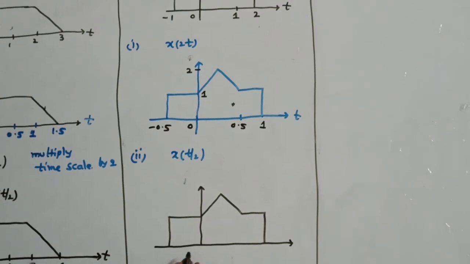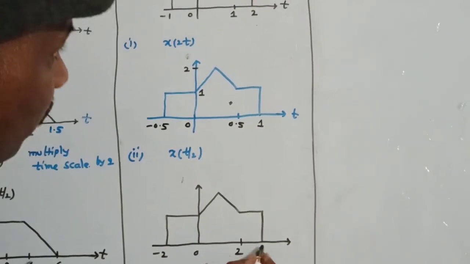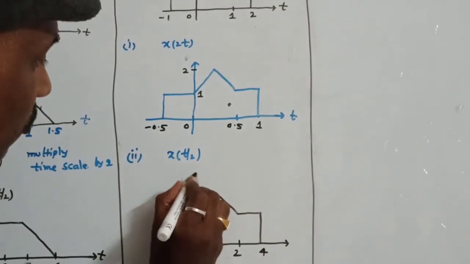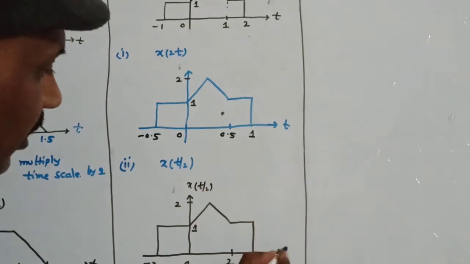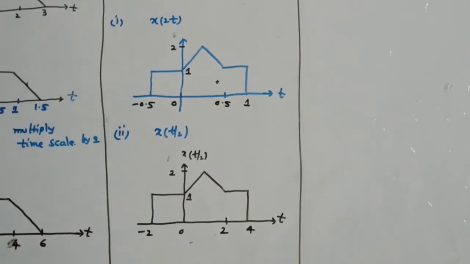Multiply the time scale by 2. So this is minus 2, 0, then 2 into 1 becomes 2, and 2 into 2 becomes 4. This amplitude is 1, and this amplitude is 2. So this is the x of t by 2 versus t graph, which is the expansion of x of t. In this way you can do many problems.